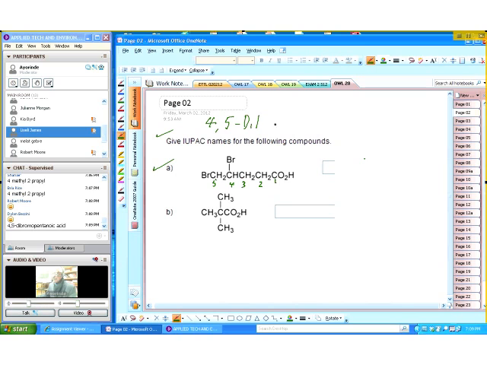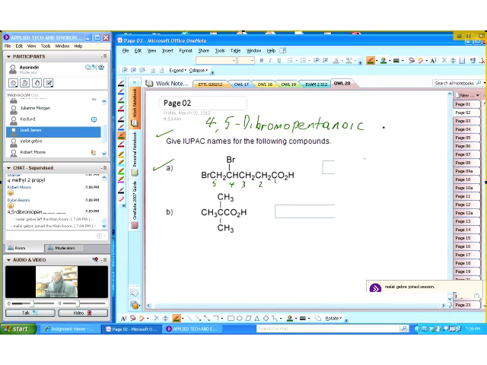4,5-dibromo, because we have bromine in position 4 and 5, pentanoic acid. Okay, very good. Okay, I see Melat has joined us again. She must be having problem with her internet.